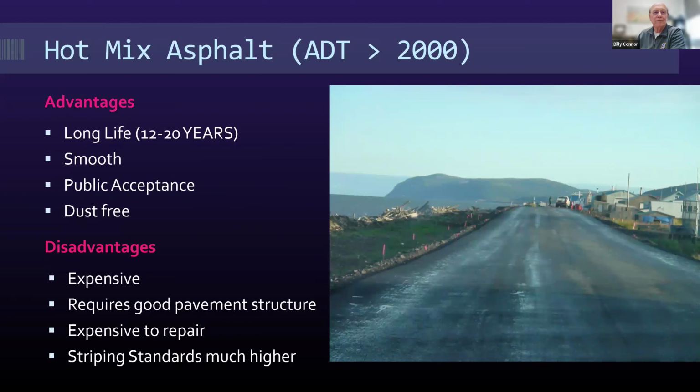Hot mix asphalt. This is kind of the holy grail. People really like to see hot mix asphalt. It's got a long life to it. Typically, the state designs for 15 years, although 12 to 20 years is kind of the average. I have seen some last as much as 50 years. The Alaska Highway, the first time it was paved, lasted over 50 years.